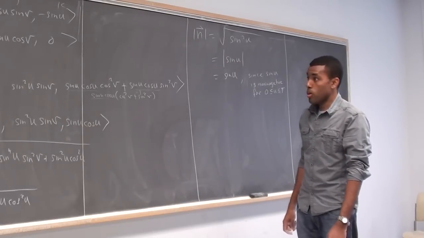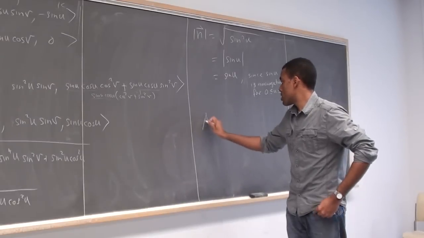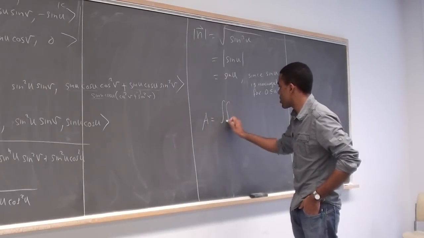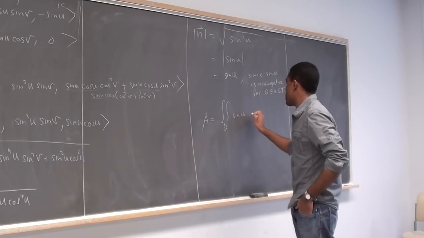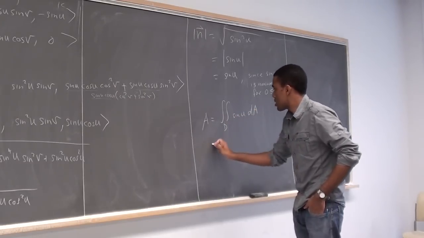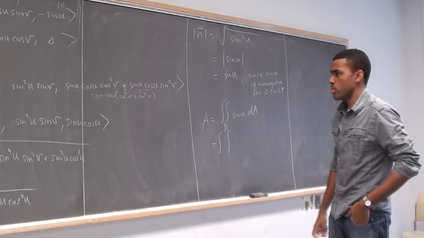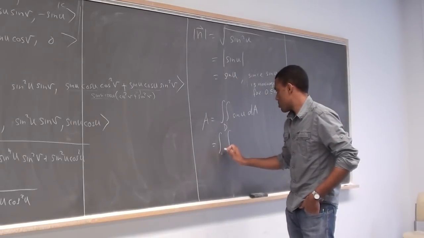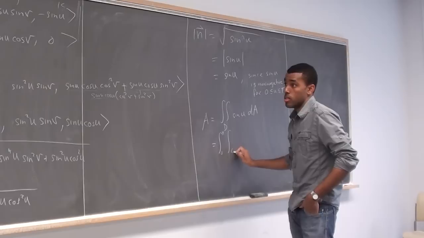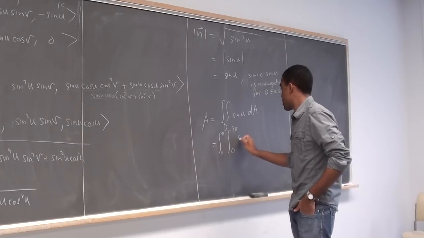Good. So now what do we have? We want the area. So area is just going to be equal to the double integral over D of sine u dA. These are constants. You can really do it in any order. Say u goes from 0 to pi, v goes from 0 to 2 pi.